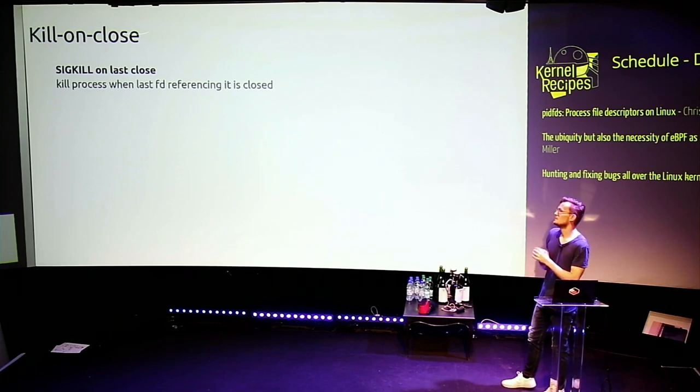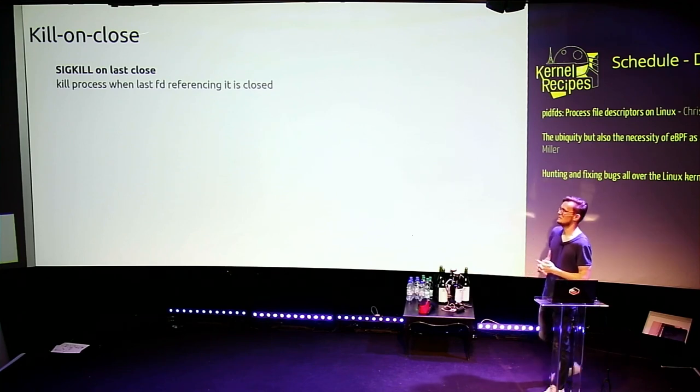But why not make it so that you could set a flag at process creation time, the kill-on-close flag, and if the last FD that references that corresponding struct file in the kernel is closed, you get sent a SIGKILL signal from within the kernel and you kill that process, it goes away. Which is overall not a bad idea, but there are some interesting differences between FreeBSD and Linux.